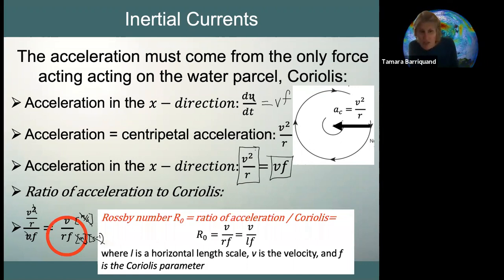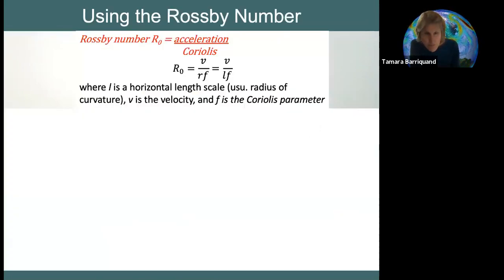The Rossby number is the ratio of the acceleration over the Coriolis. So it's the ratio of the acceleration terms over Coriolis. It's V over Lf, where V is our speed. L is another way to write that, just some length, the horizontal length scale of our motion. V is the velocity, and f is the Coriolis parameter, which is just based on where we are, what latitude we're at.